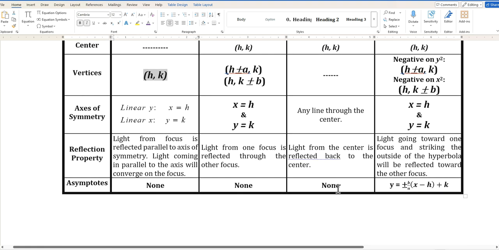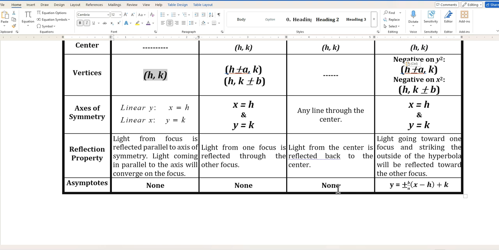They have a reflective property for a parabola. Light from the focus is reflected parallel to the axis of symmetry. Light coming in parallel to the axis of symmetry will converge on the focus. That's useful for making things such as satellite dish antennas and flashlights.